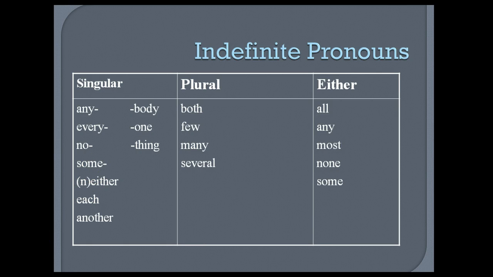Each and another. Plural: both, few, many, several. Anytime we use those as a pronoun, they're always going to refer to something that's more than one. Either column is all, any, most, none, or some. And that's a little less clear. We'll come back to that in a moment. If you need to pause this, do so to write it down. Listen to the explanations one more time.